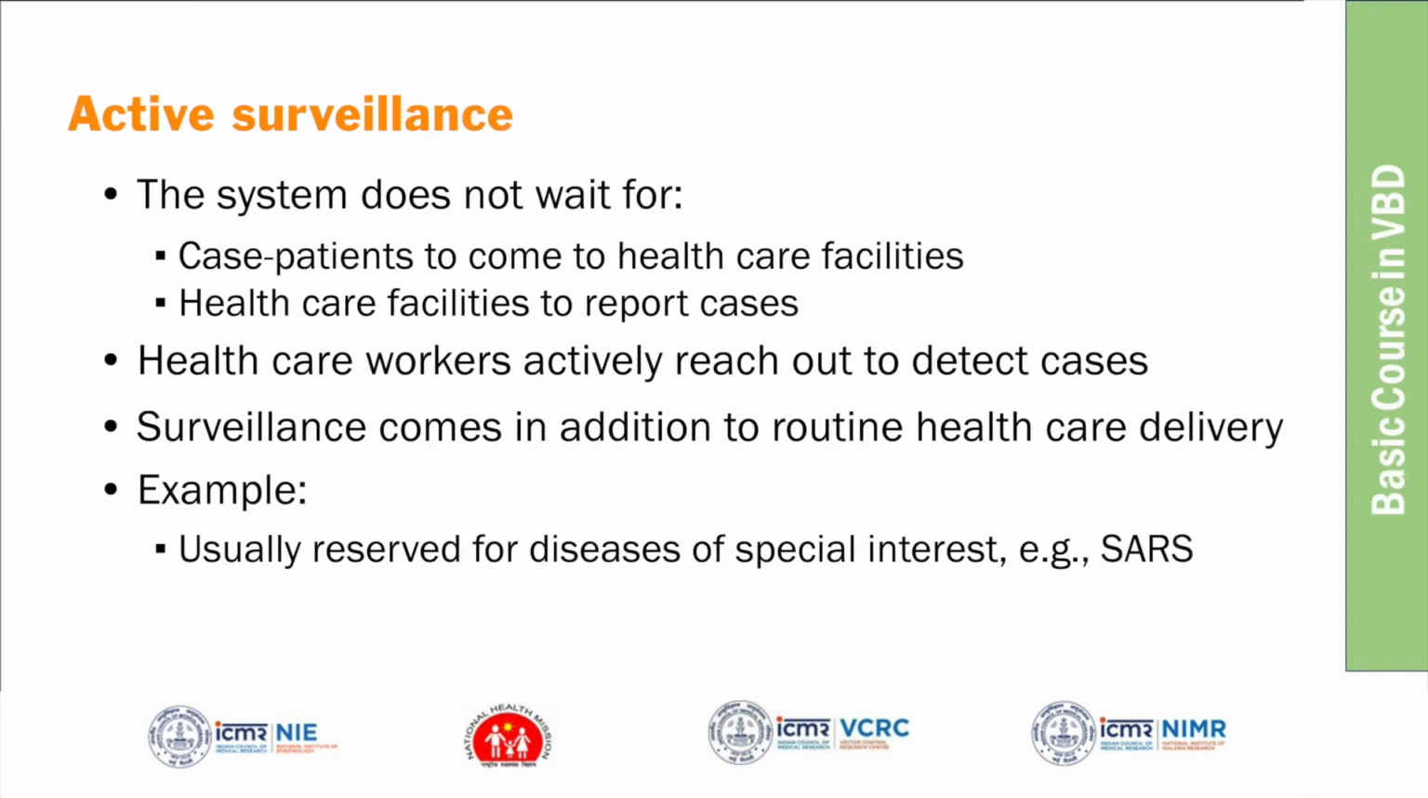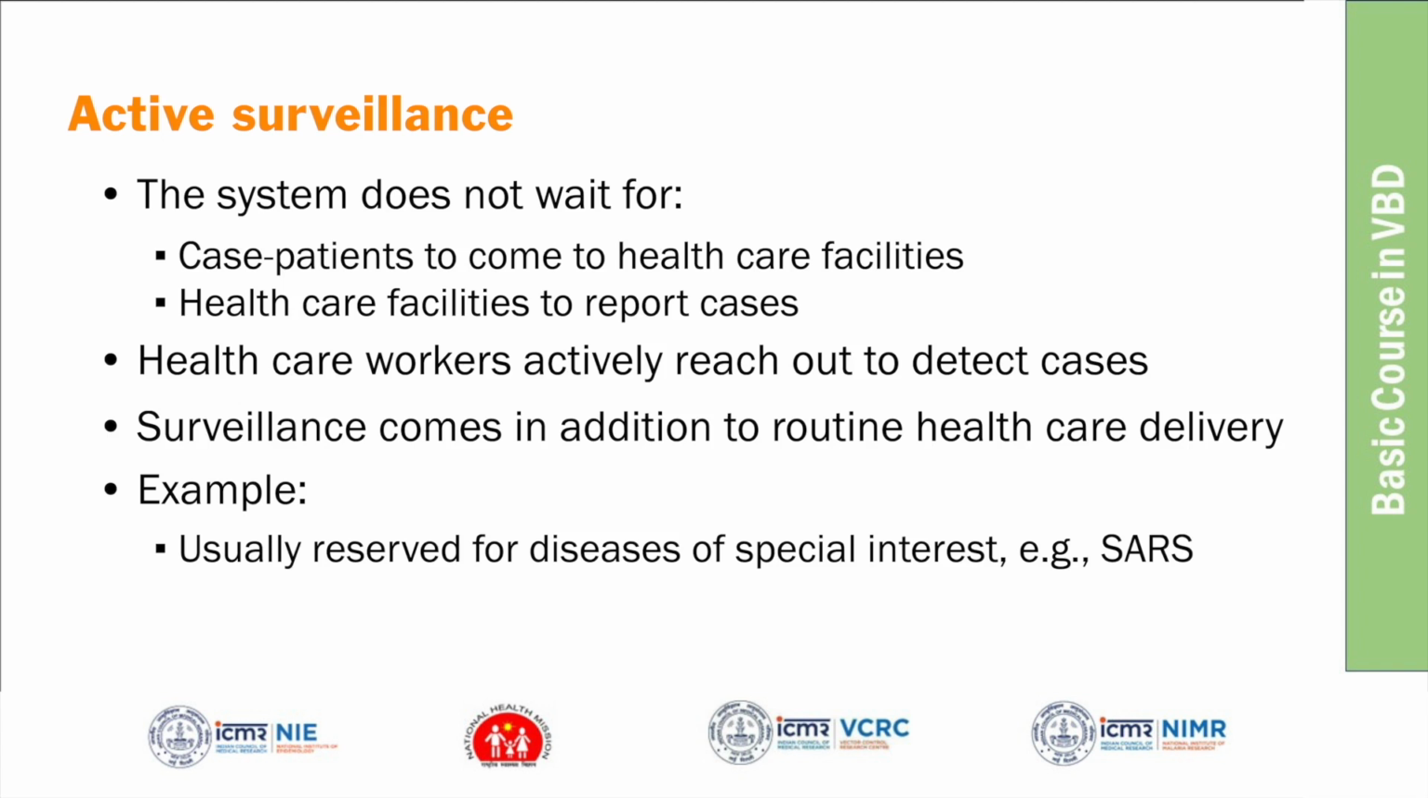In passive surveillance, patients come to healthcare facilities and these facilities report the cases. And in active surveillance, the healthcare workers or staff go to the community and actively detect the cases. Maybe they go to each and every house during an outbreak investigation. Take the example of COVID. What many governments did in the initial times was a door-to-door survey.